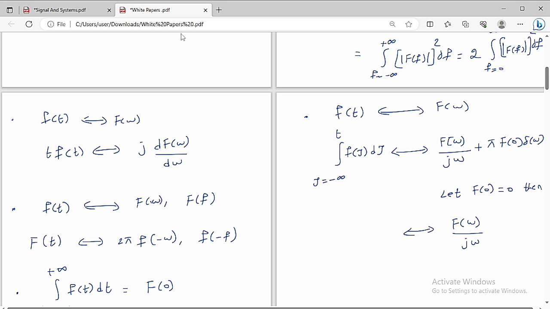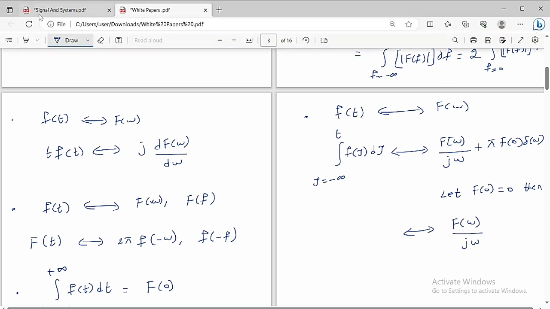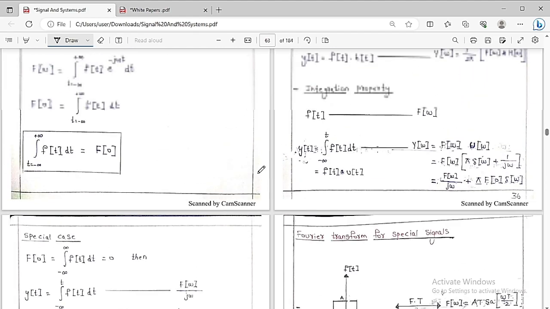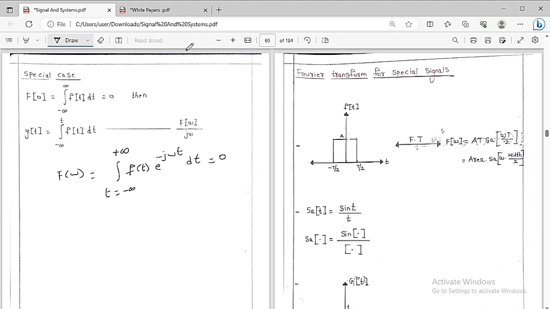Its value is 0. Then if you simplify the previous expression, we are going to get only f of omega by j omega, and this value is equal to 0. So this is a special case we have studied. These are the different properties that you always have to keep in your mind.